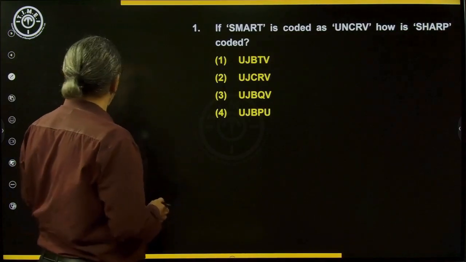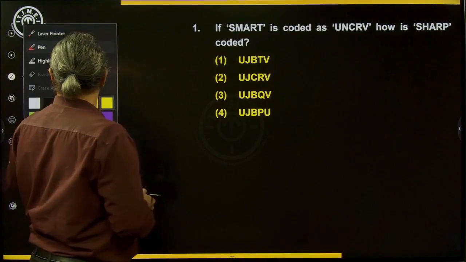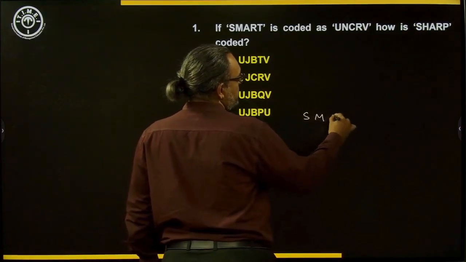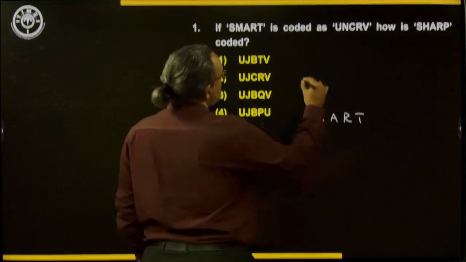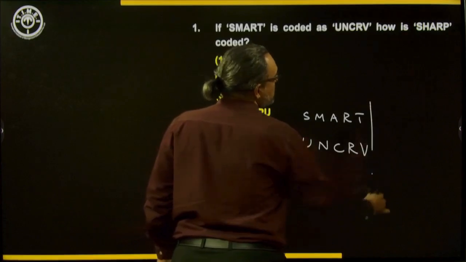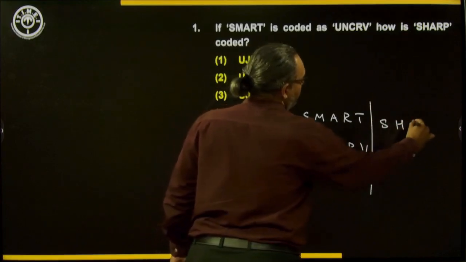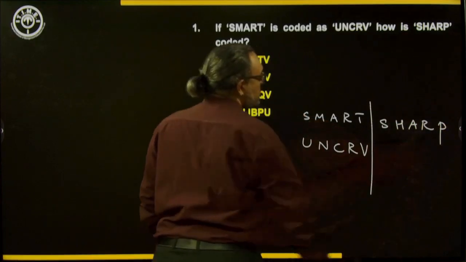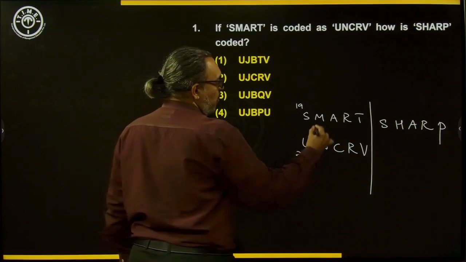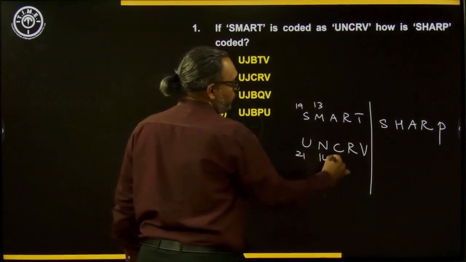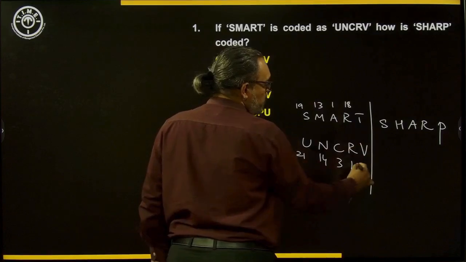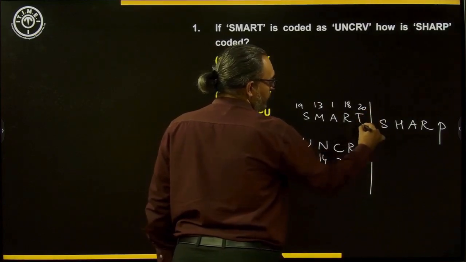So here, the first one. Now you have the word smart, that is coded as UNCRV. Now it is asking how the word sharp is coded. Correct. So this is 19, 21, 13, 14, 1, 3. This is the same. And this is 20 and 22.